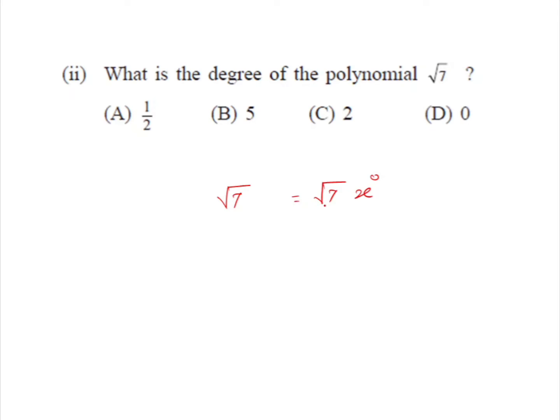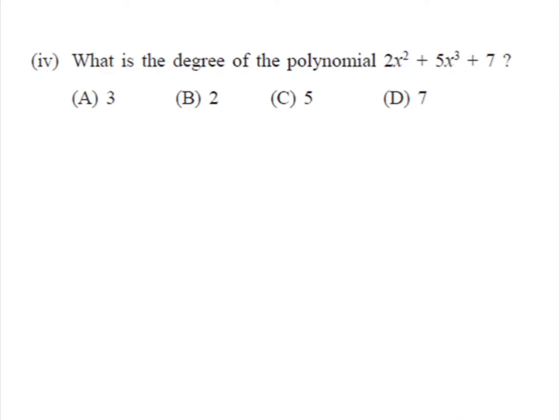So it can be written as root 7 into x raised to 0. That means, in other words, we have root 7 into x raised to 0, which is 1. So root 7 into 1, that's root 7 again. So no difference is there. That's why we express root 7 as root 7 into x raised to 0. So as we can see here, the variable x we have used, and in this case the degree of this polynomial will be 0. So D is the correct alternative.